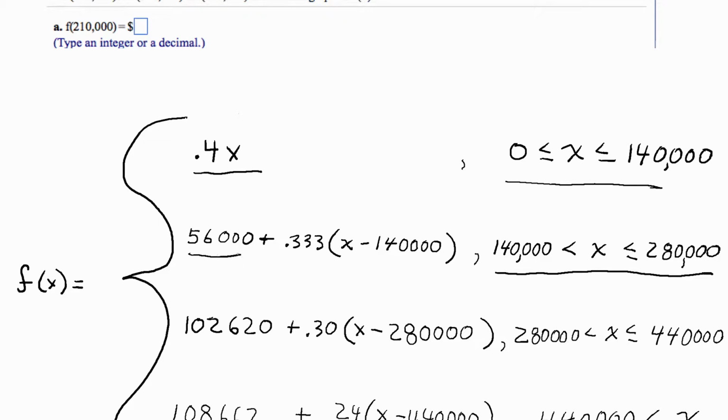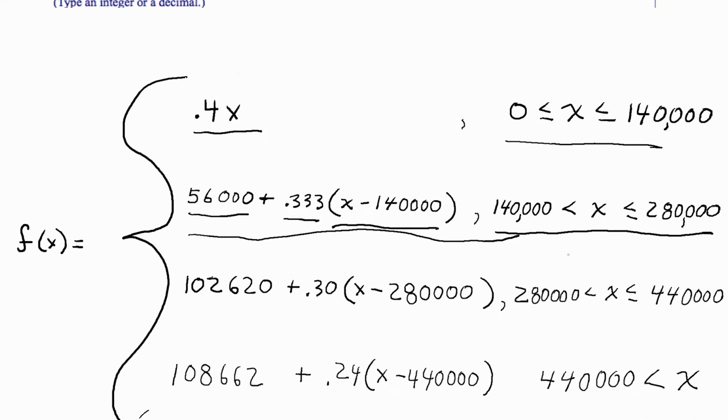So the amount that the attorney can get is bounded by 56,000 plus 33.3% of the amount that's above 140,000. And that's for this x minus 140,000. So if you have 200,000, you take 200,000 minus 140,000, and that's what you get. So here's the second part of the function right here, and the domain in which that occurs.